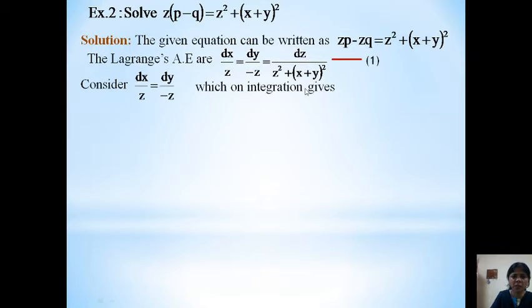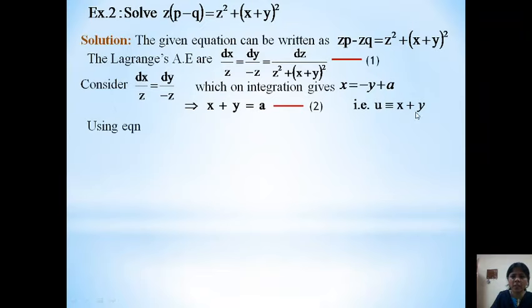Which on integration gives us x is equal to minus y plus a. Shift all variable terms to one side. Let us call it equation 2. So here you will have the first solution, that is u equal to x plus y.